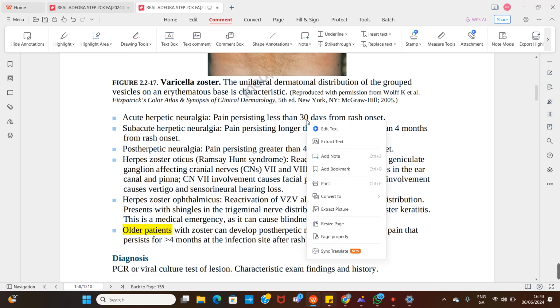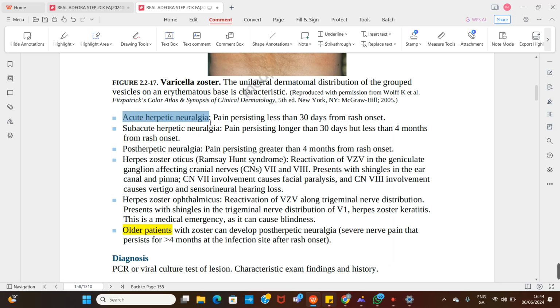zoster in an immunosuppressed state. So don't forget the distribution of the acute herpetic neuralgia, in which the pain will persist from onset to less than 30 days. Don't forget. Then for subacute, they have the presentation for between 30 days to less than 4 months.